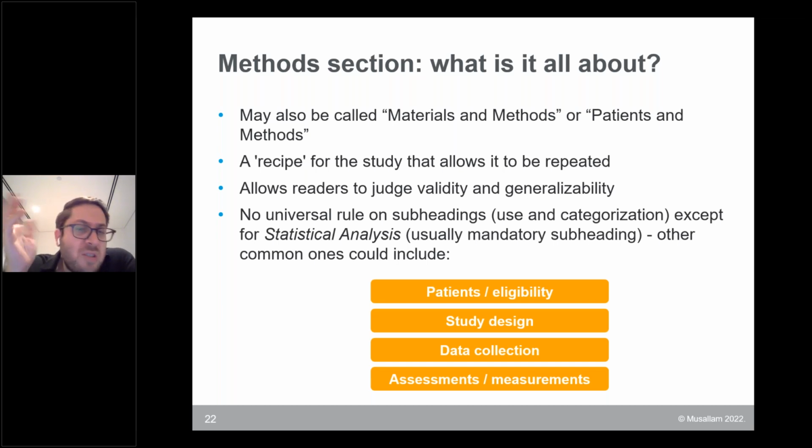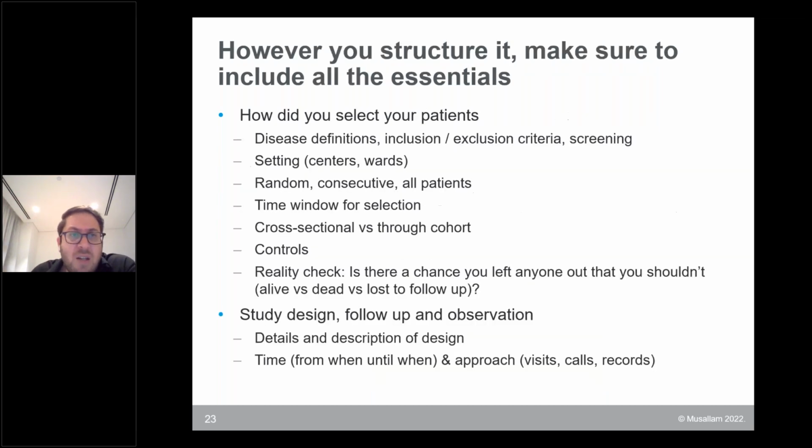If it's an observational study, I keep it one block. I don't even divide it sometimes. I just have a statistical analysis part. The most important thing is to include all of these elements. Think always that because you did the study, it's very easy for you to imagine it, but it's not easy for the reader unless you give them the right information.